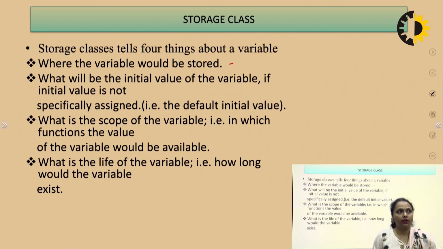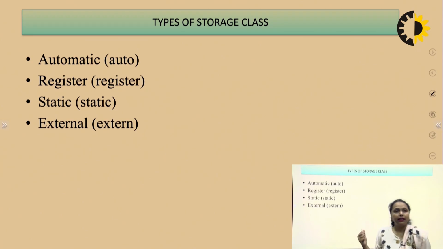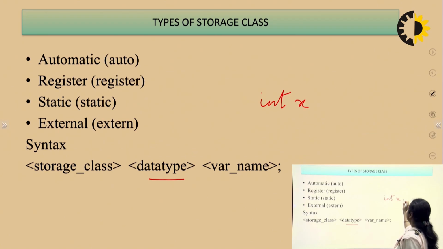Initially we have 4 types of storage classes: automatic, register, static and external. Now let's talk about the syntax, how to use these storage classes in our program. Up till now we have been declaring a variable with the data type only, that is data type and variable name. For example, I am writing int x. So x is the variable name and int is the data type.